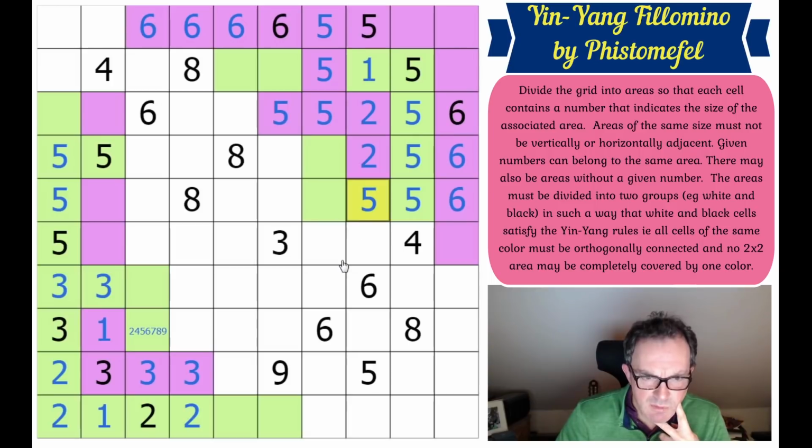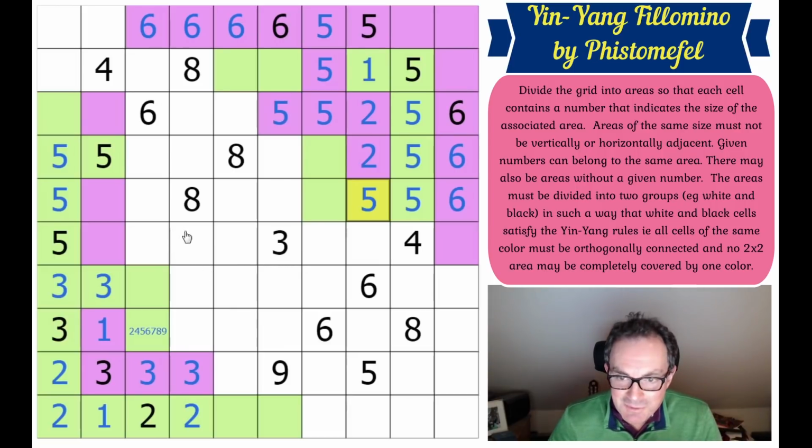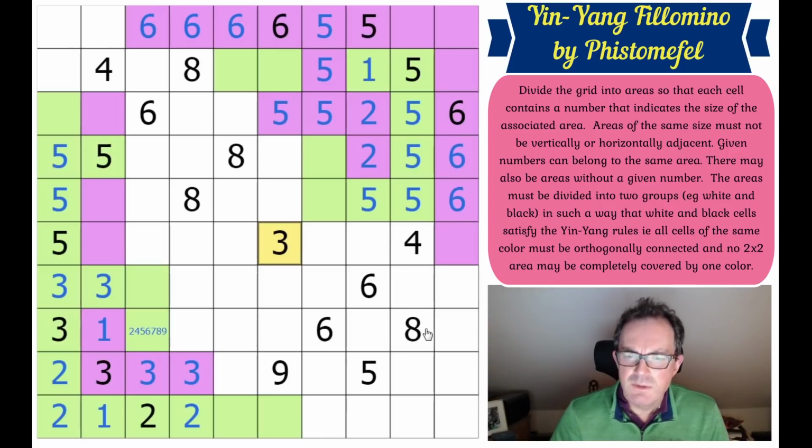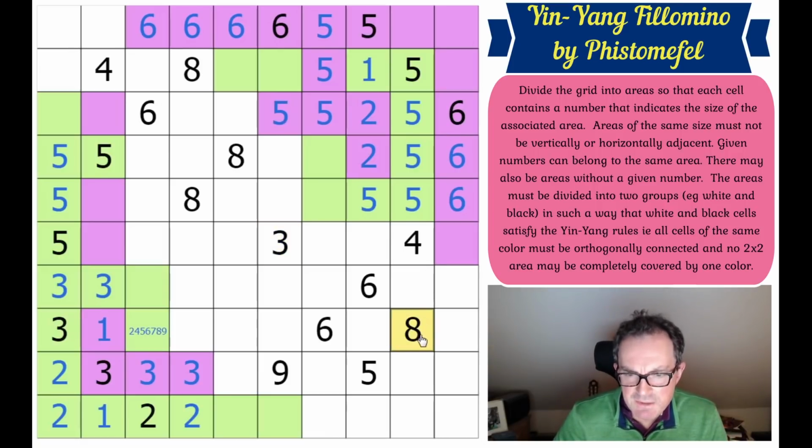Okay, so where do we find the next easy digit? Are there any easy digits we can take from now? That would be good, wouldn't it? I feel like it's this part of the grid I've got to think about. Don't I know the colour, actually, of this 8 and this 5? Because if it went this way round... How would I connect this 8?